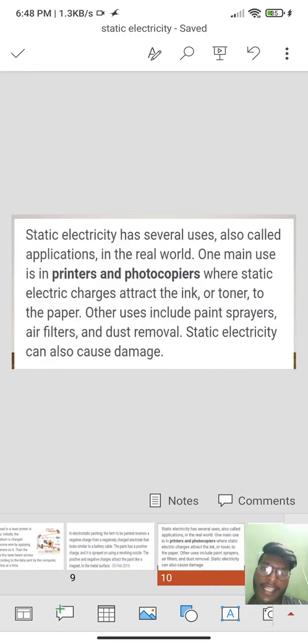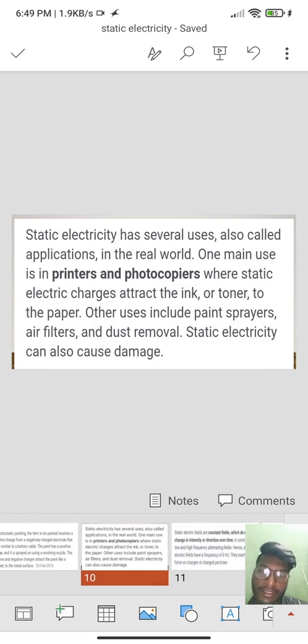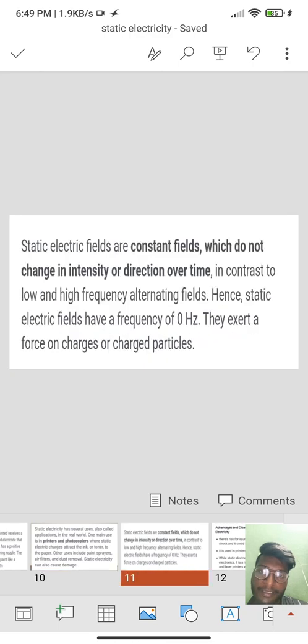Static electricity has several uses, also called applications in the real world. One main use is in a printer and photocopier, where static electric charge attracts the ink or toner to the paper. Other uses include paint sprayers, air filters, and dust removal. Static electricity can also cause damage.